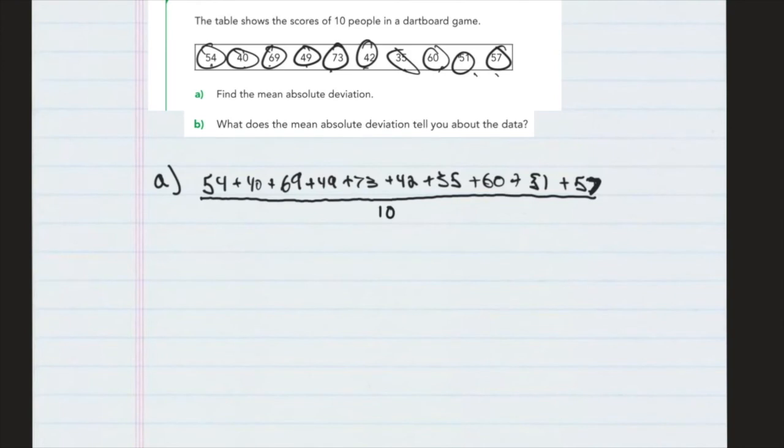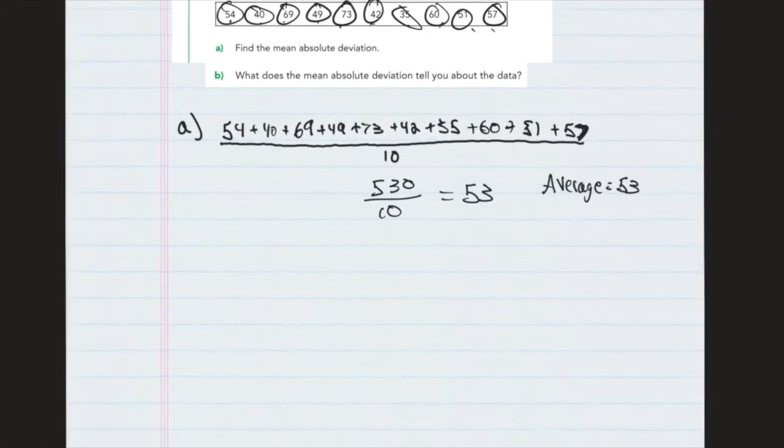When I add all of these numbers up, I get 530 divided by 10, and that gives me 53. So the average number is 53. On average, people scored a 53. Now let's see how much that varies from person to person.